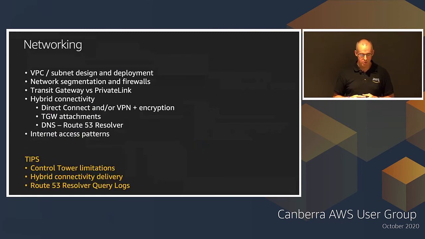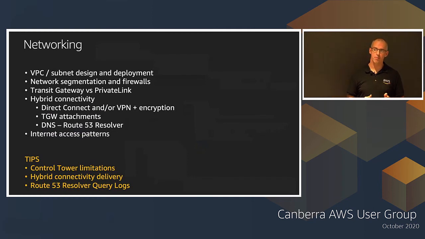Now some tips here. I've already mentioned the Control Tower limitations and the way the stack works there from a networking point of view. A point for people who are mindful of timelines: getting Direct Connect established, and for some customers even getting a VPN established, can take a while with their network providers. So in terms of your project delivery, think about that really early on. You don't need to have all of the information about your Direct Connect design to at least start the discussions around procurement and things like that.